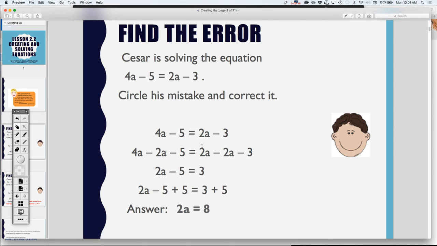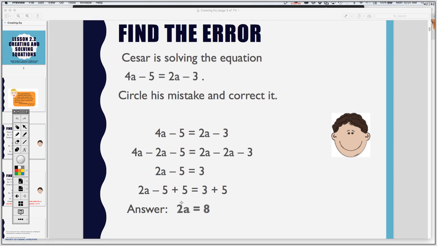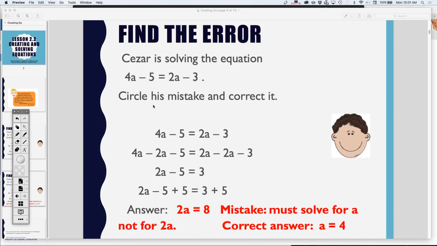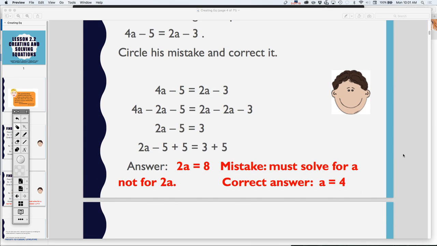So if we look at this, just the answer shows that there may be a problem. We've done one-step equations, so we see that 2a equals 8. Do we want to solve for 2a or a? A. So this is multiplication, and the inverse operation is division. Divide by 2 on both sides, a equals 4. Okay, so here's the slide with the correct answer.